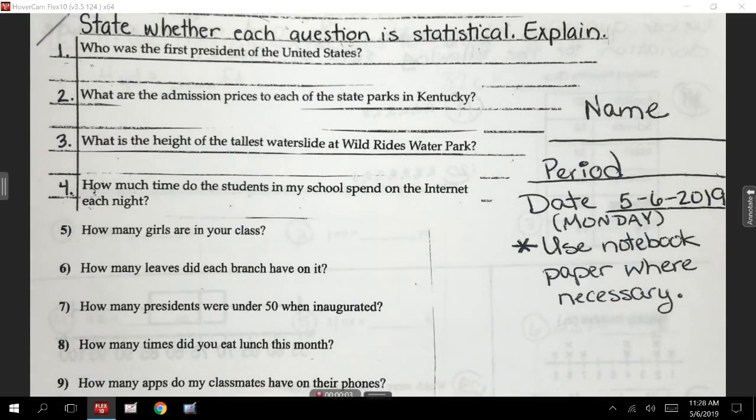Alright, so looking at our study guide. Look, I did all that and I didn't make sure I was ready. Alright, so I'm going to need this in a minute.